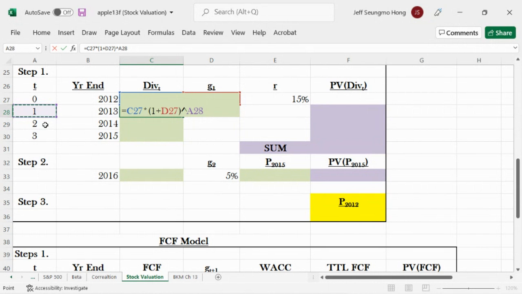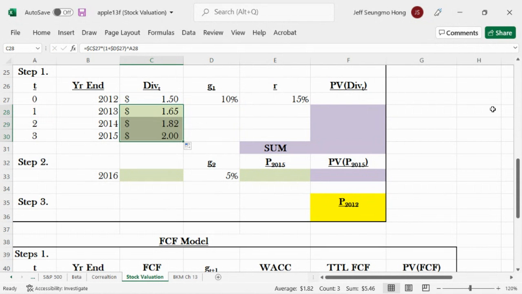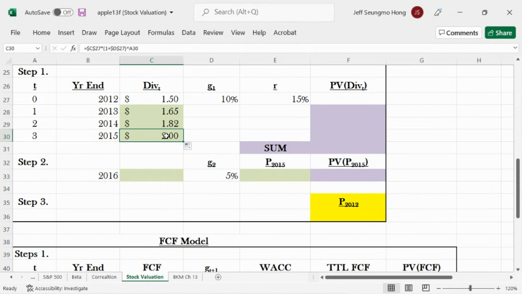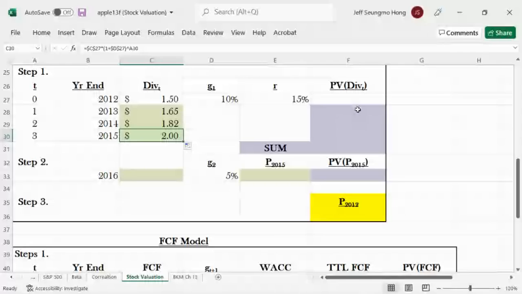But this gives uniformity and consistency to our model, because I'm going to drag it down, right? So think about it. To drag it down, a few things must be locked. So C27 must be locked. D27 must be locked too. Hit F4. And when they are locked, now you can drag it down, right? Then at the end of 2015, dividends should be $2, right?